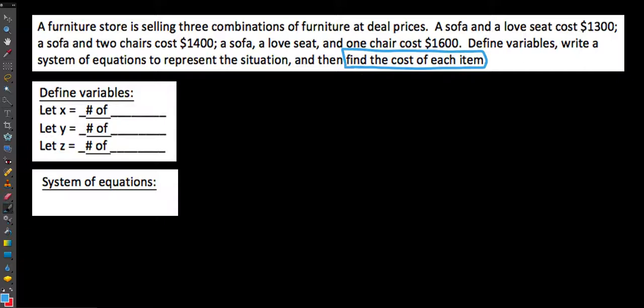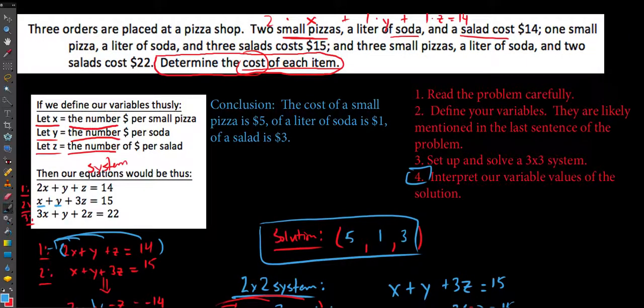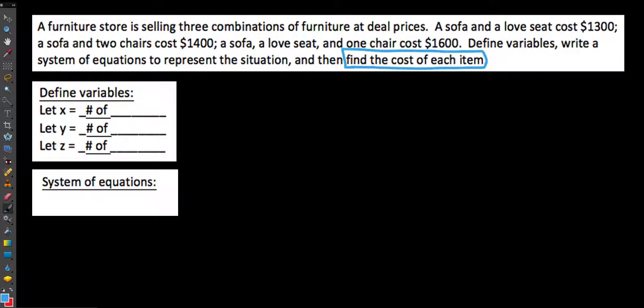So next up, remember, is to define your variables, and they're likely mentioned in the last sentence of the problem. It doesn't say what these variables represent, but when it says the cost of each item, how many items were there? There were 3: a sofa, a love seat, and a chair. Since they're presented in the problem in this order, I'm going to let X, Y, and Z represent the number of dollars for each of these items in that order. X is the cost of a sofa, then Y is the cost of a love seat, and last, Z is the cost of a chair.